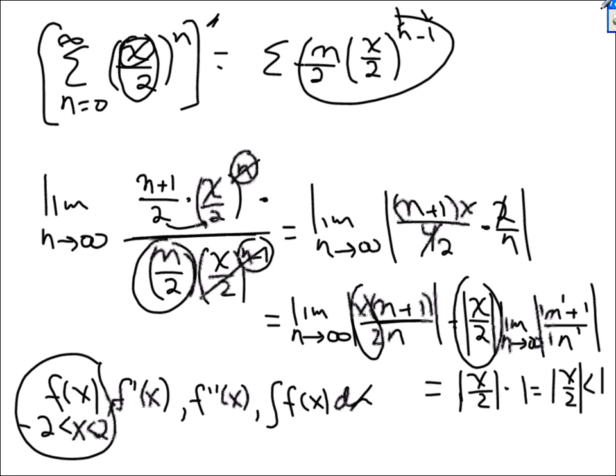But we want that to be less than 1. If I'm not mistaken, that's exactly what happened in the first case. Although we have to check the endpoints. So this here tells me that x is in between negative 2 and 2. We just did that. Okay, now we have to check the endpoints. Okay, let us do that.